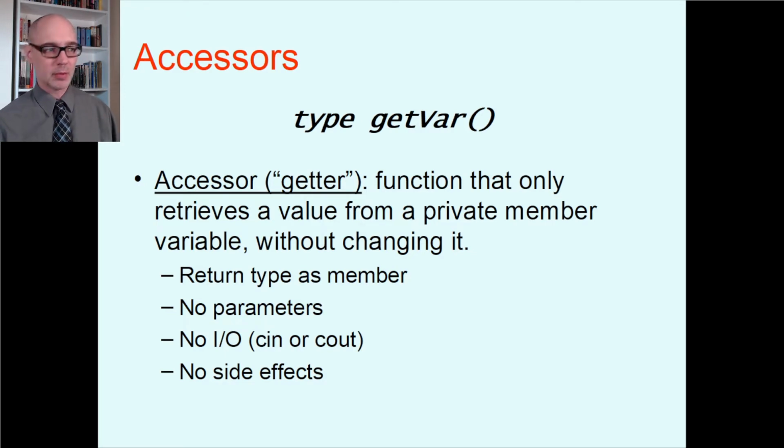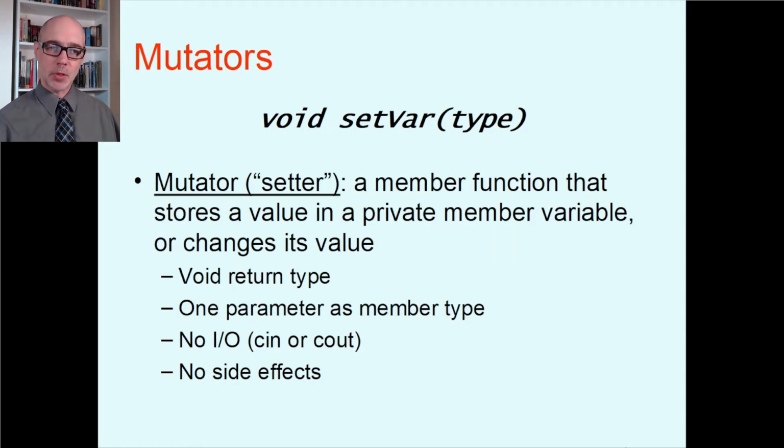Okay, very, very common. Most of our member data will have that. Maybe not all the time, but most of the time. And the second thing that's very common is what's called a mutator. A mutator or a setter, and we usually call these set followed by the name of the variable. The point is that's a member function that will store a value in a private member variable or change its value somehow. Mutate means something that's changing. So these are the functions that will be changing the contents of the member variables inside your object.